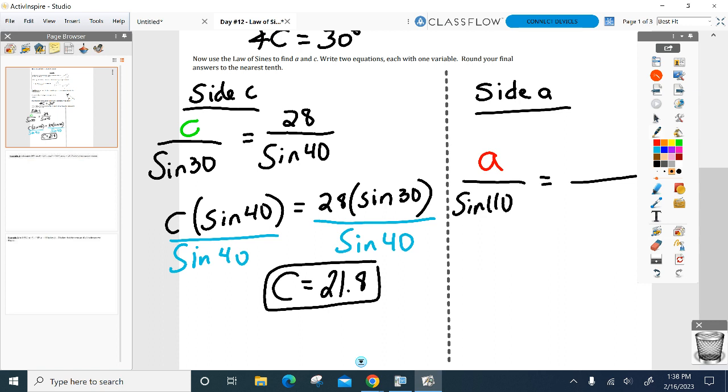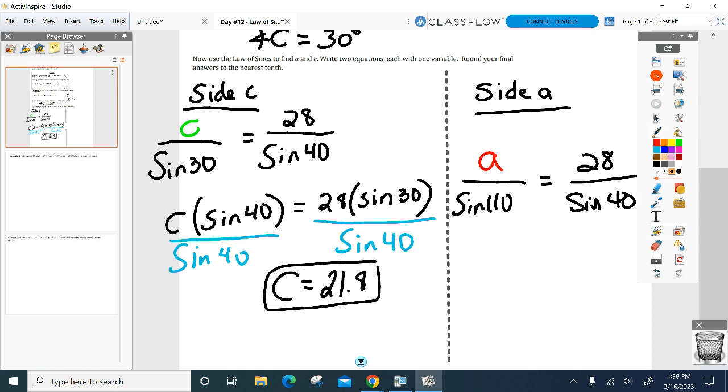And now we really have options, right? We can use the 28 and sine 40, or you could use your new 21.8 over 30, sine 30, but I always like to go from whatever was given, because if that's wrong, darn right, that's going to be wrong. Okay, so just go with whatever was given. So I'm going to stick with the 28 and the sine 40 here.